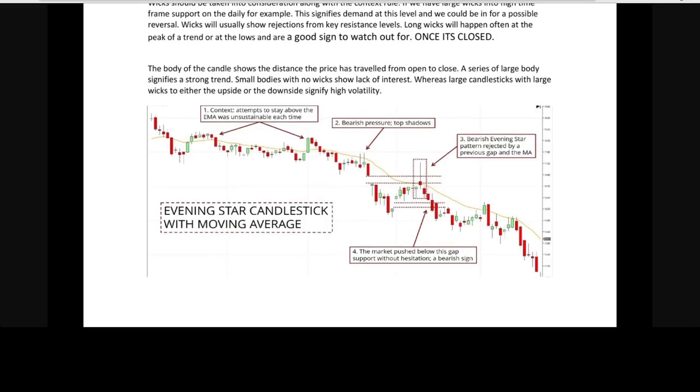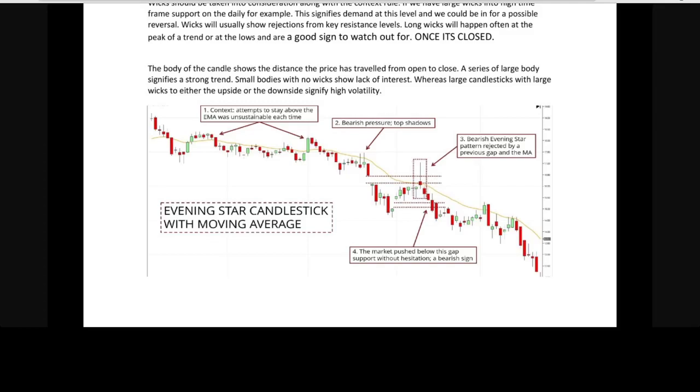So evening star candlestick with moving average. So right, number 1, you've got context. Attempts to stay above the EMA was unsustainable each time. So you've got here and here. Number 2, you've got bearish pressure, top shadows. Number 3, you've got bearish evening star pattern rejected by a previous gap and the MA. Right here. And then number 4, the market pushed below this gap support without hesitation, a bearish sign.